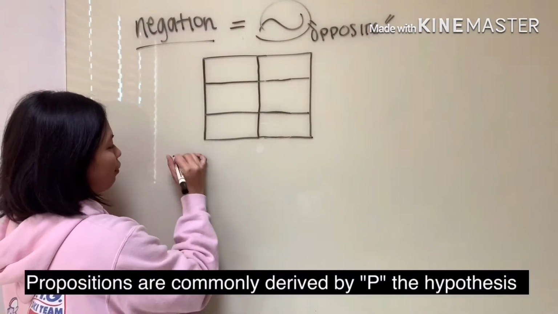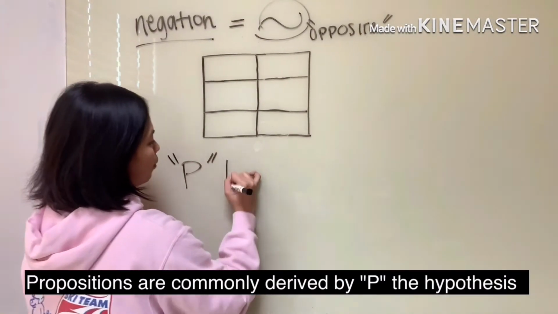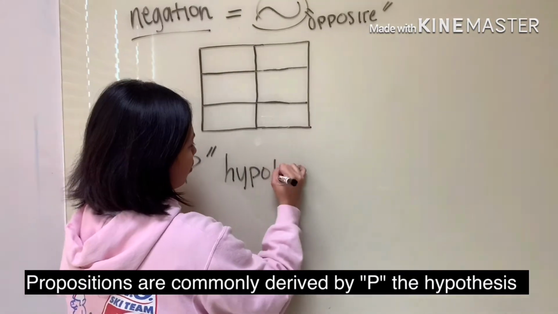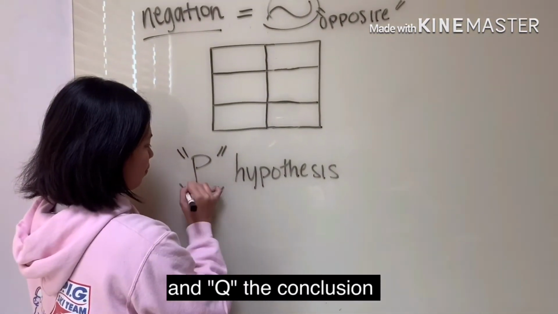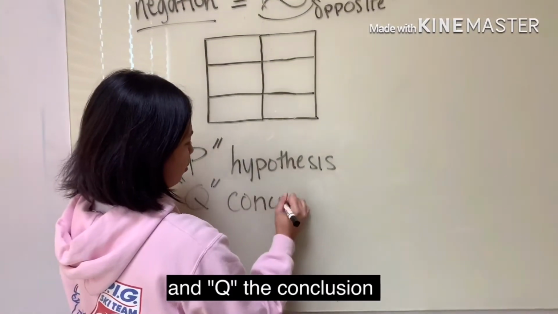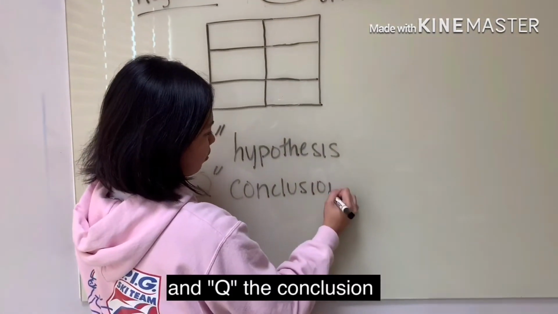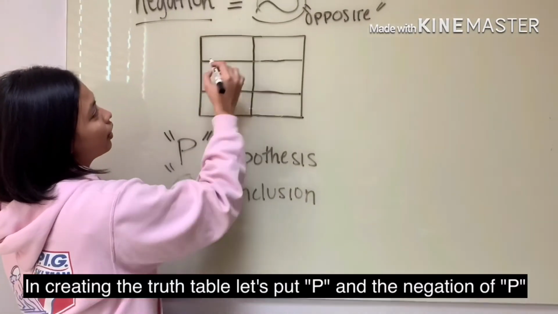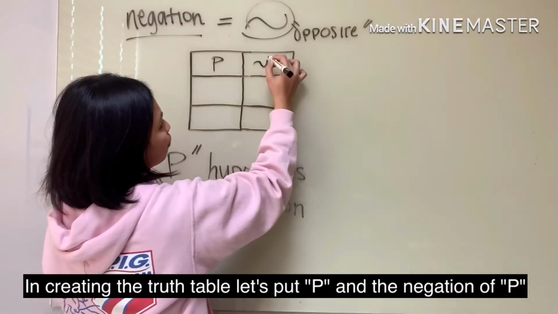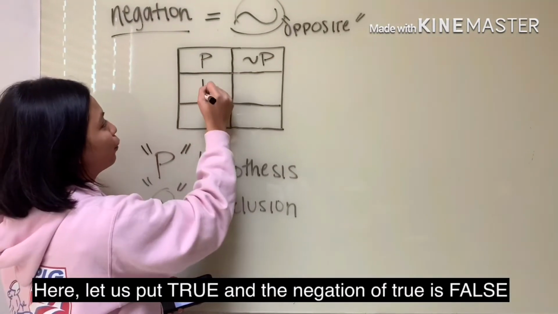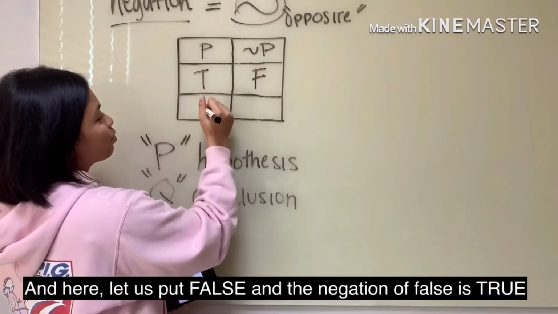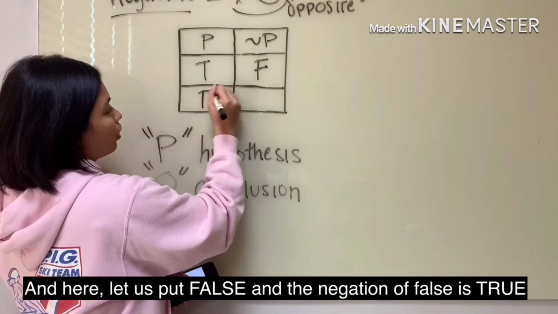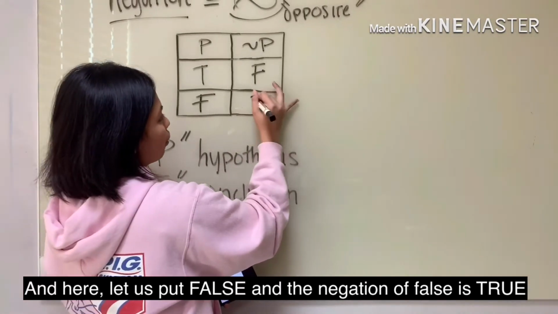Propositions are commonly denoted by P, the hypothesis, and Q, the conclusion. In creating the truth table, let's put P and the negation of P. Here, let's put true, and the negation of true is false. Here, let's put false, and the negation of false is true.